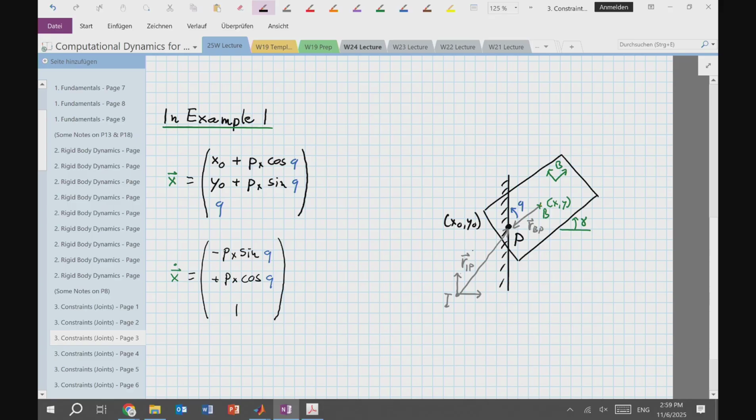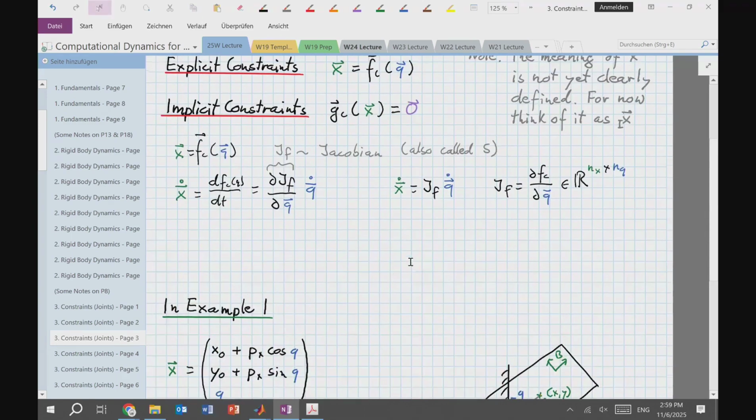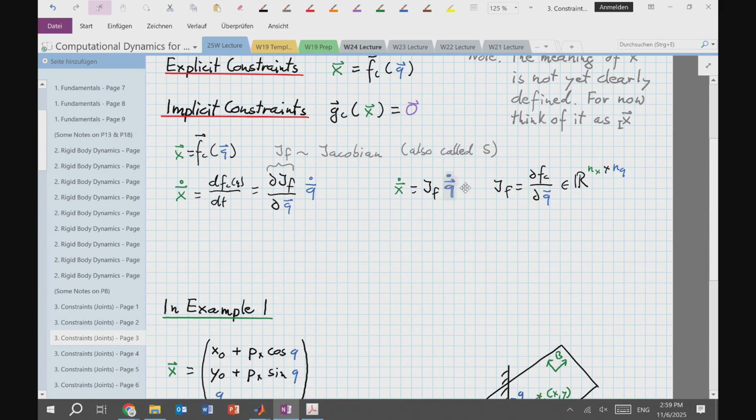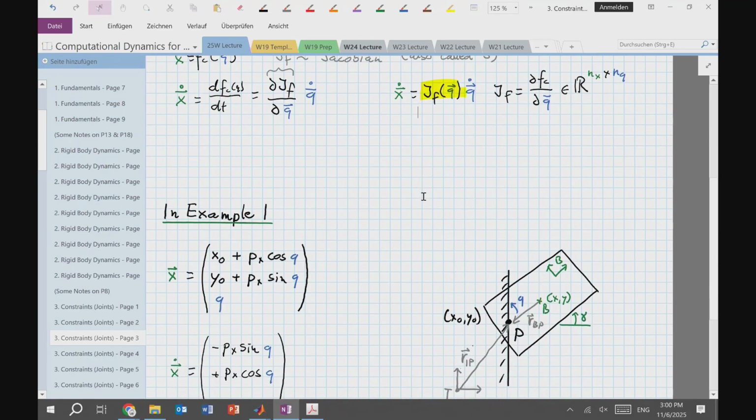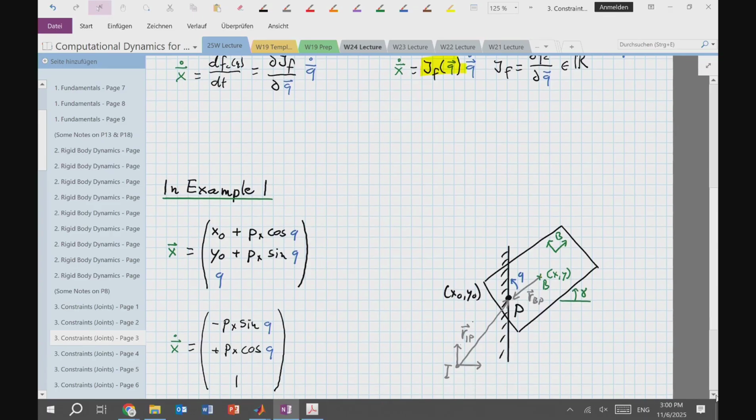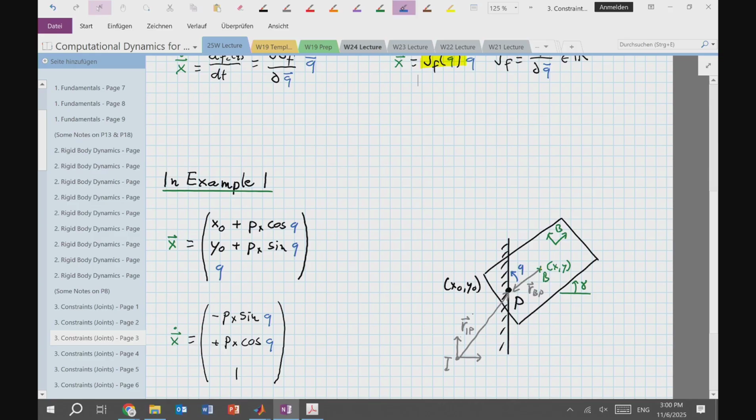And we see this is a function of q. This J_f is a function of q, and I should state that explicitly up here, and you should just make a note of that, that J_f depends on q. It's not a constant matrix, but it is a variable matrix that depends on my configuration given by q. And then I have to multiply this with the vector of generalized velocities, in this case just the value q dot.